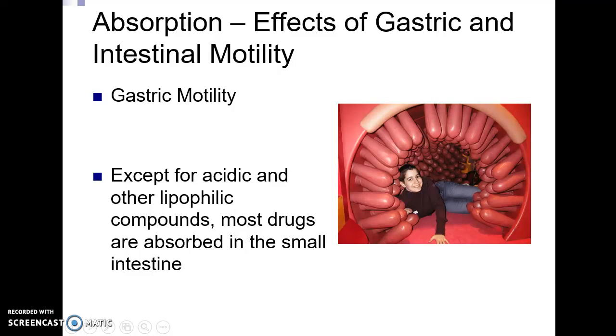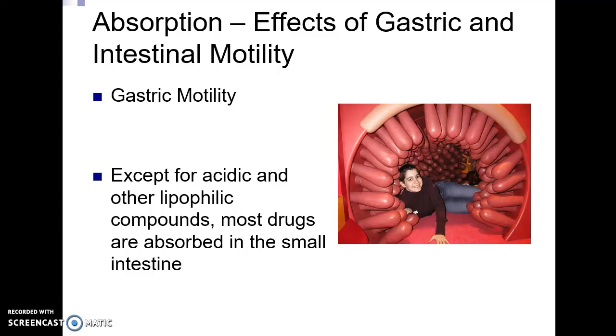So once a drug gets into the stomach, that will affect how quickly it is absorbed. And gastric motility, or the motility of the stomach, has something to do with that. So, as I was saying, most drugs are absorbed in the small intestine. That's where they are intended to be absorbed. I did give you an example of aspirin, which is more acidic, and so it is more lipophilic and it will go across the stomach mucosa. Otherwise, most drugs we're intending them to get to the small intestine to be absorbed.